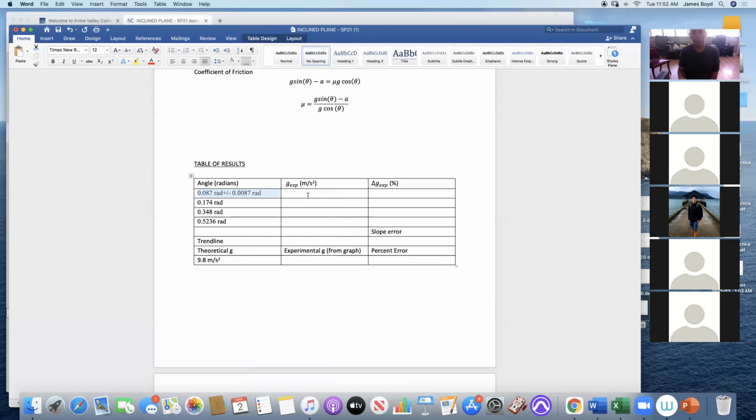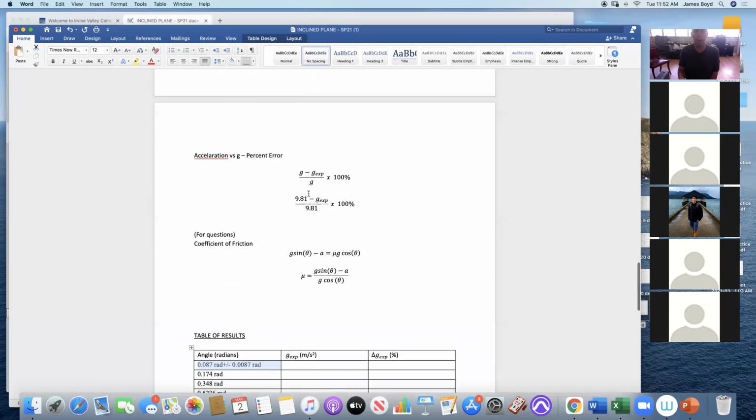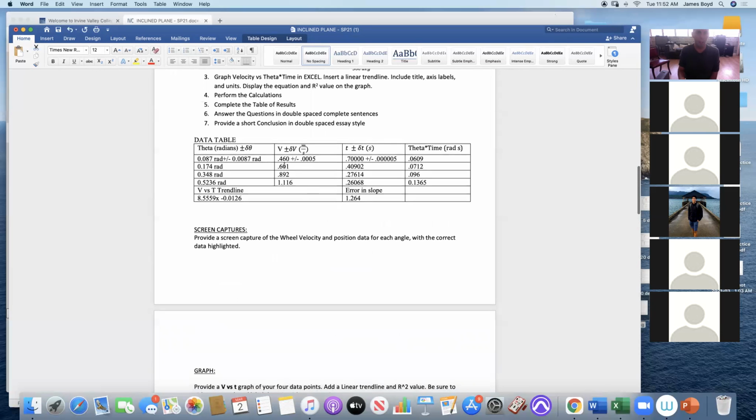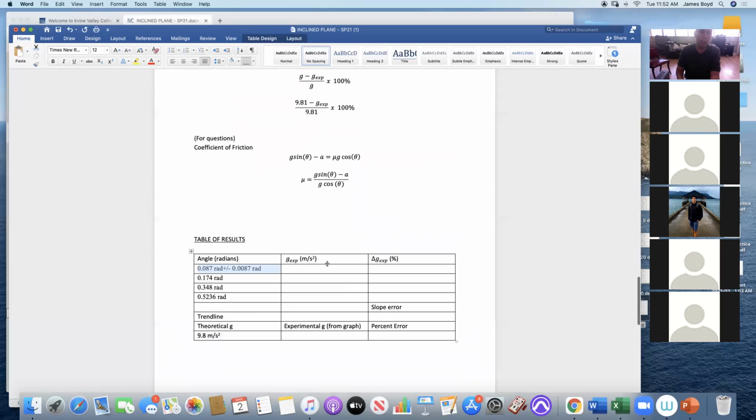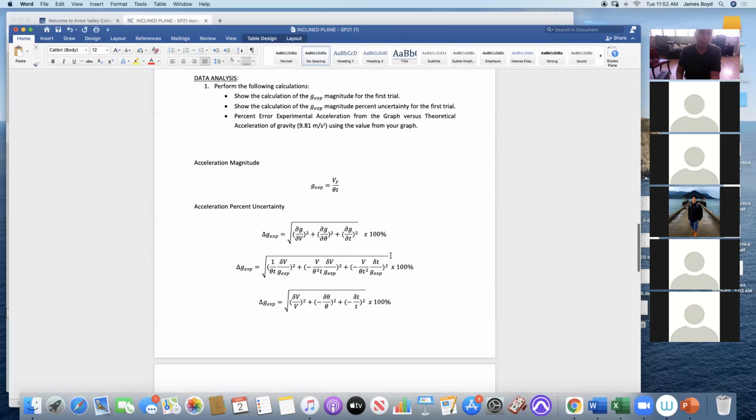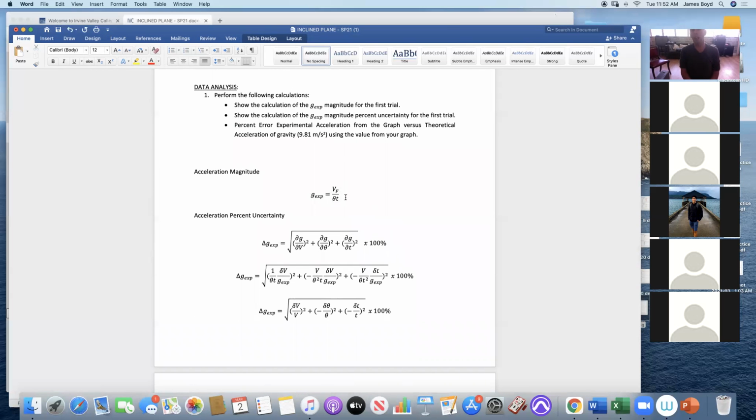But for G experimental, I need to take V final over theta T. So V final over theta T, I would get 0.460 divided by 0.0609. For this one, I get 7.553. Units are already there. My delta G though. This function depends on V final, theta, and T.